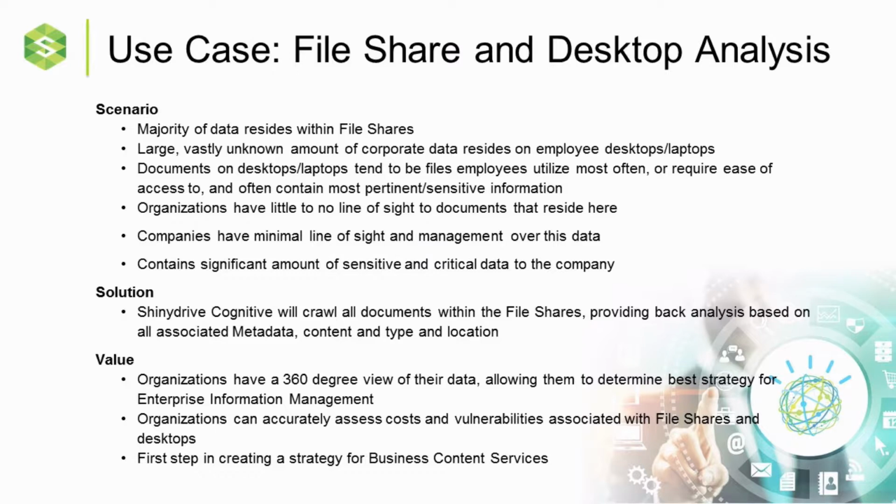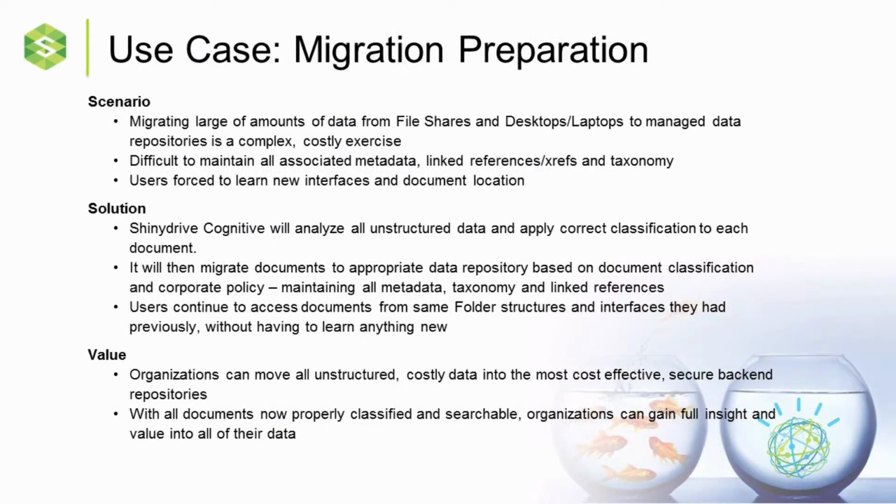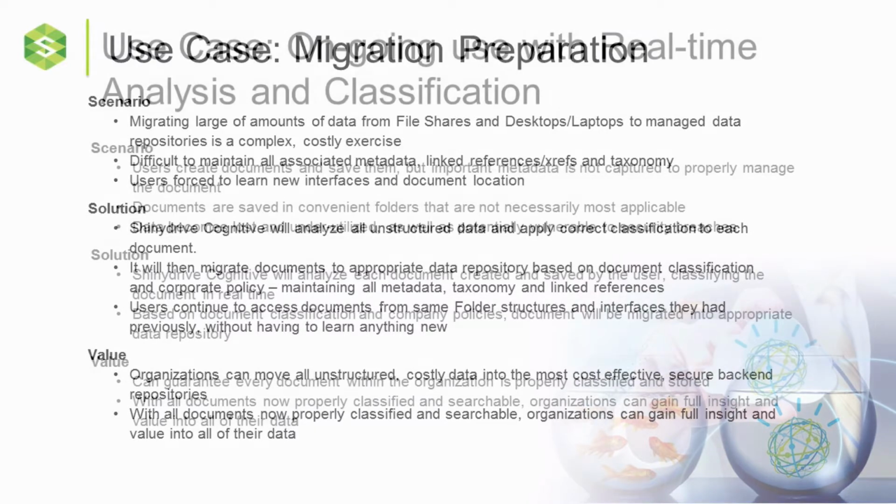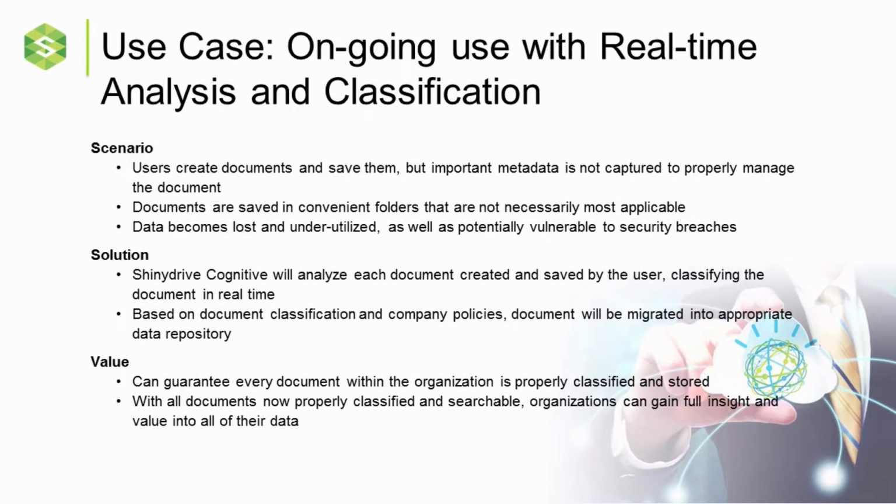And what this yields is a good understanding of just what it is. If you have 100 terabytes of data and you don't know what's in there, this is a good spot to start. And that drives the migration preparation. It gives you confidence to know, okay, this is the stuff that I really need to go into OpenText Content Server, and it gives you more confidence to be able to classify it effectively. And if you put a Shinydrive in front of it, then it gives you more confidence as far as the ongoing use associated with that data.